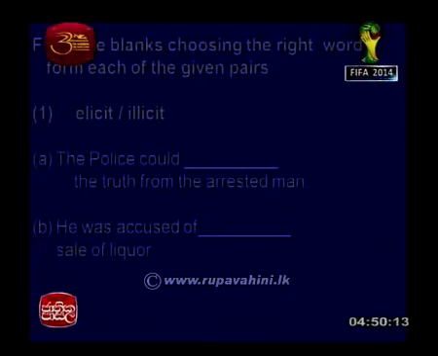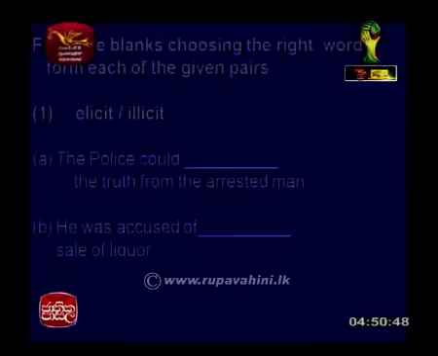It is ELICIT. Elicit the truth from the arrested man. Arrested man? The person who has been taken into custody, arrested. That means taking the answer when he was questioned, and he will surely give what he has done, whether he has done something wrong or not, right?